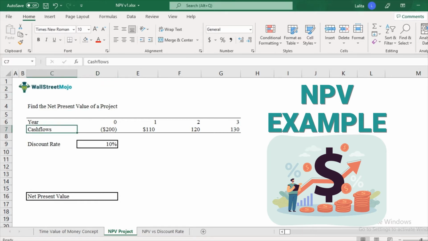This project is basically divided into two parts. One is you make your initial investment right now. That's how it is represented, year 0, that is $200 of initial investment. And once you make those investments, you're expected to get returns, right? So here we have these hypothetical returns: at the end of year 1, $110, $120 at the end of year 2, and $130 at the end of year 3. And the discount rate or the expected rate of return is 10%.